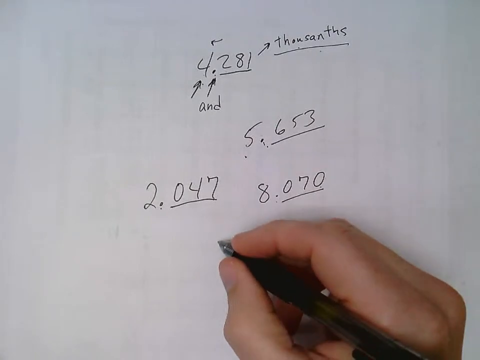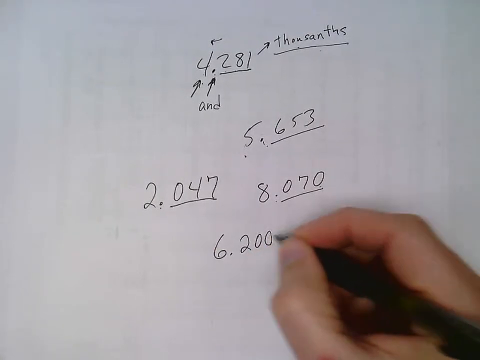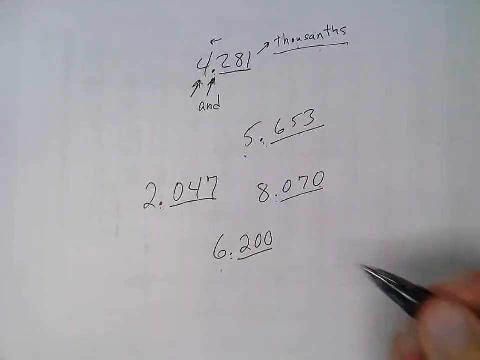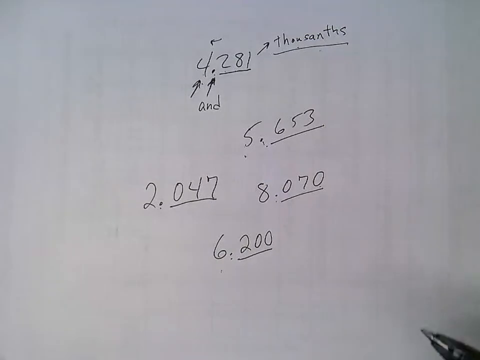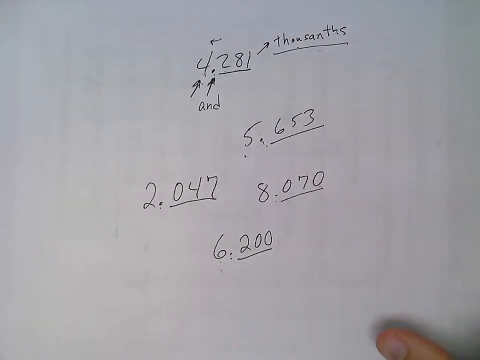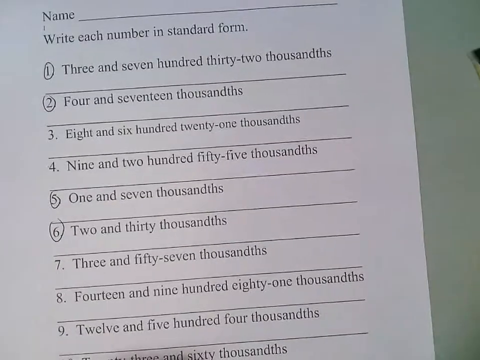And we'll do one more. So this one here, 6 and first name 200, last name thousandths because of the 3 decimal places. 6 and 200 thousandths. Now we will go from word form to number form.